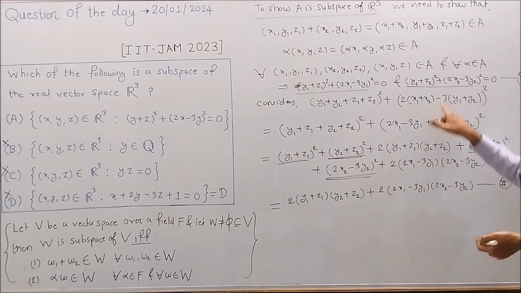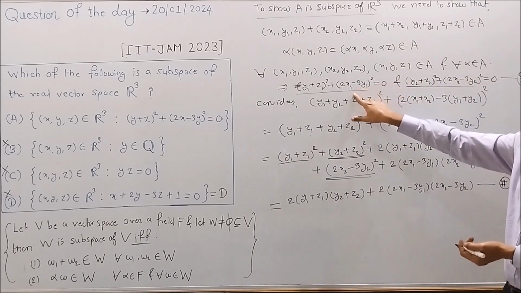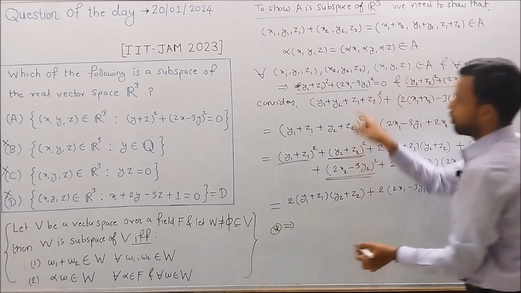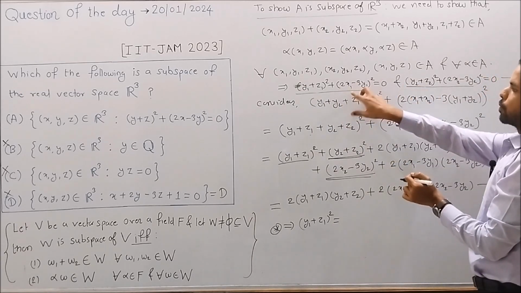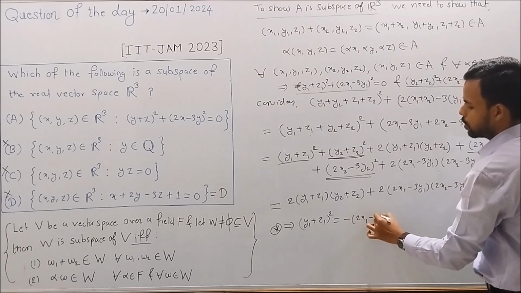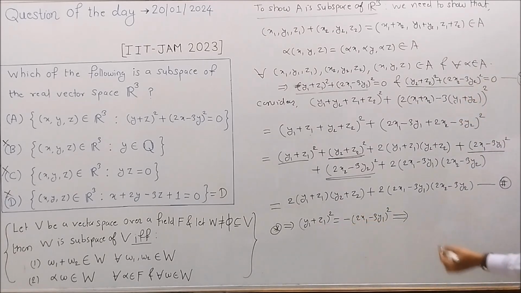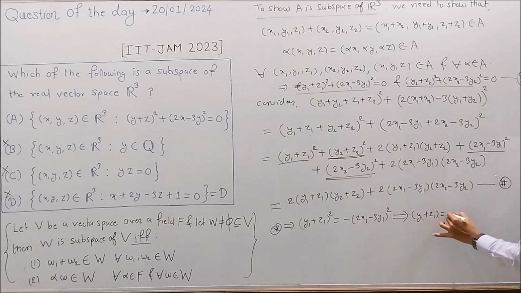Now we will again use equation star. From the first equation of equation star we have (y1 plus z1) whole square equals, taking this term to the right side, minus (2x1 minus 3y1) whole square, and taking the square root, we get y1 plus z1 equals the square root of minus (2x1 minus 3y1) whole square. This is nothing but the square root of minus 1, which is i, times the square root of (2x1 minus 3y1) whole square, that is 2x1 minus 3y1. So y1 plus z1 equals i times (2x1 minus 3y1).